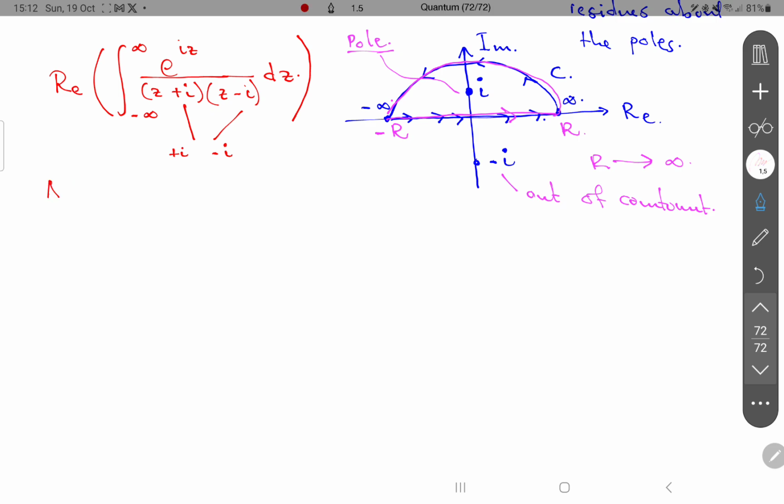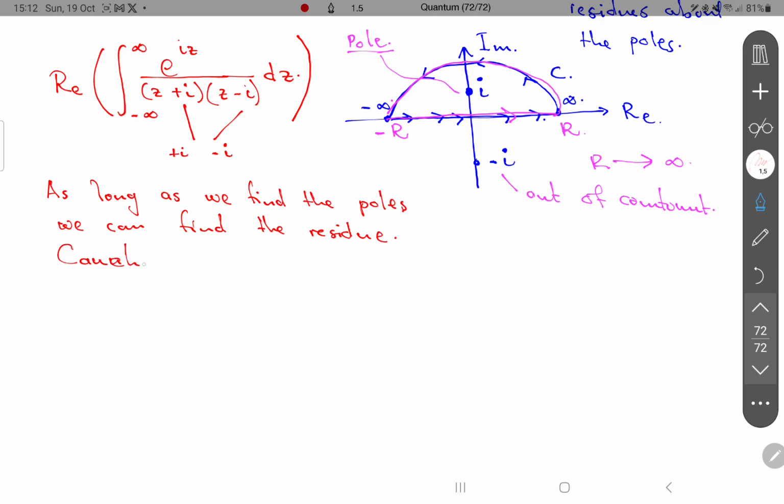So as long as we can find the poles, we can find the residue. So let's apply our Cauchy residue theorem. Let's apply Cauchy's residue theorem.